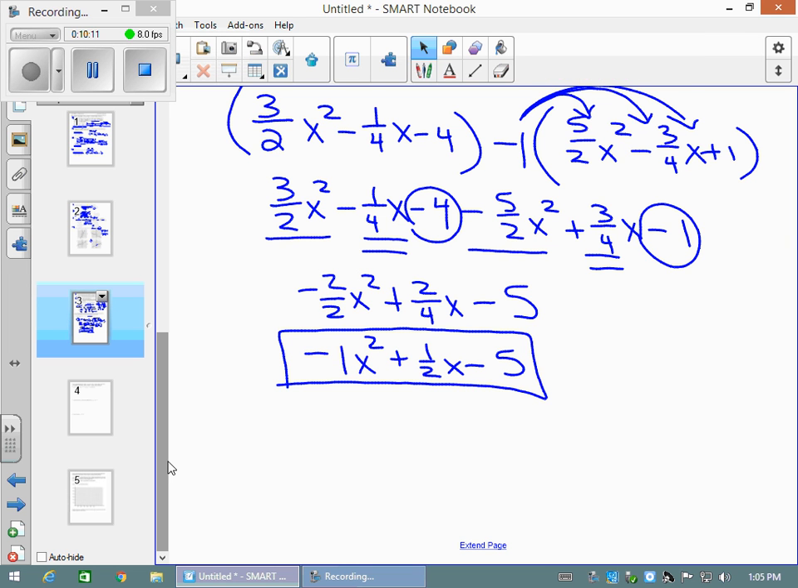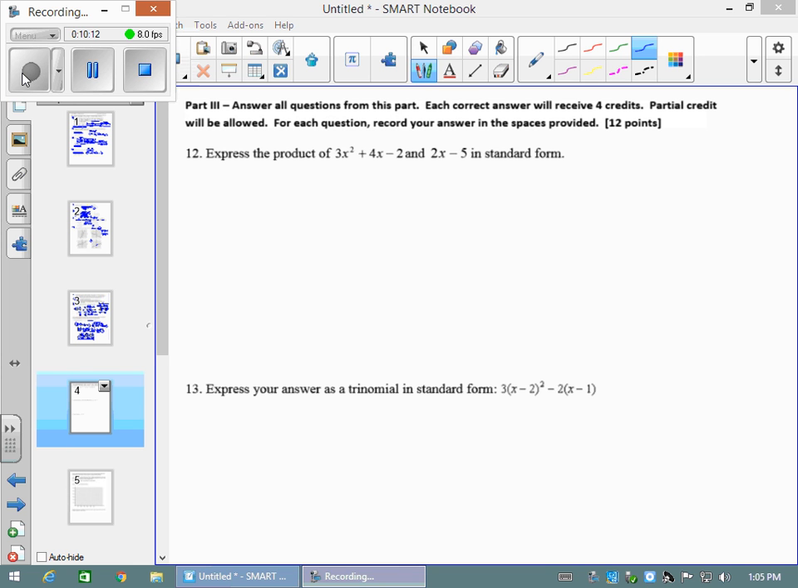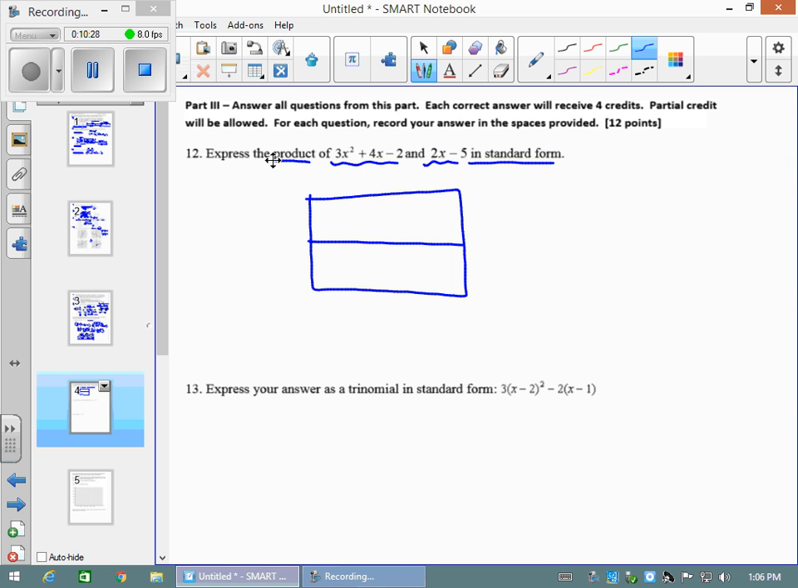I'm being asked for the product of this trinomial by this binomial in standard form. So I'm going to use the box method to find this product. I'm going to draw myself a box, and I just need to know, because this is a binomial times a trinomial, one side of the box has to have a space for 2 terms, one side has to have a space for 3. So I'll place my 2x minus 5, and 3x squared plus 4x minus 2, and now multiply.